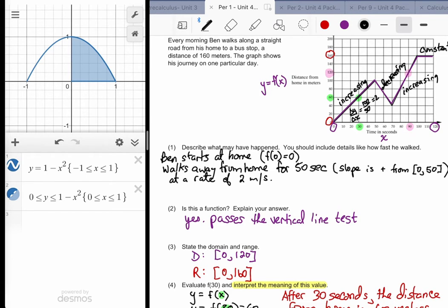So we don't have to get into saying, well, I think he's going faster, I think he's going slower. We can actually determine how fast he's going and then let the numbers tell the story. Then he walks towards home. Now that's going to be for 20 seconds. Slope is negative, from 50 to 70.